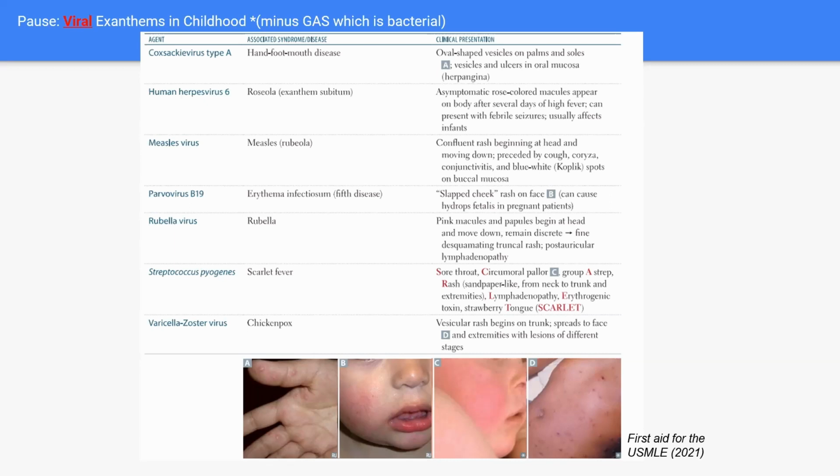And then another thing I wanted to note too is measles, for example, and rubella and varicella. Remember, all of those are viruses that we get vaccinated against. So since this pediatric patient is up to date on her vaccinations, those are probably less likely. Okay. All right.